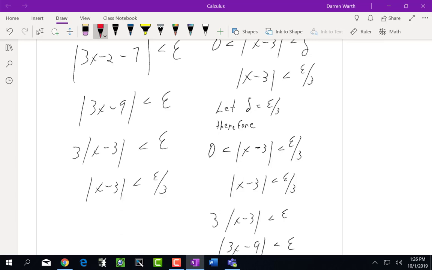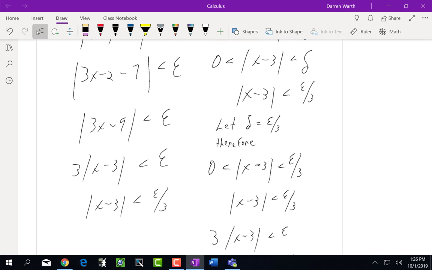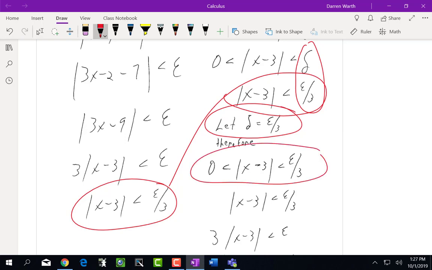So since it matches with this other side, I'm going to write it underneath this other side. So I'm going to scroll this down just a little bit here, and I'm going to go ahead and write this underneath here. And so this matches, and that's our entire goal, is to make sure that it matches. So once it matches, we can see that this delta is going to equal epsilon over 3. So therefore, I'm going to rewrite this as 0 is less than the absolute value of x minus 3. Now substituting in the epsilon over 3 in place of my delta, I get less than epsilon over 3.